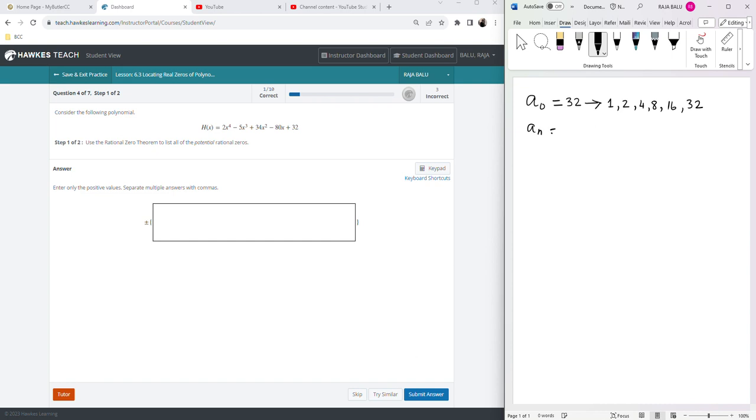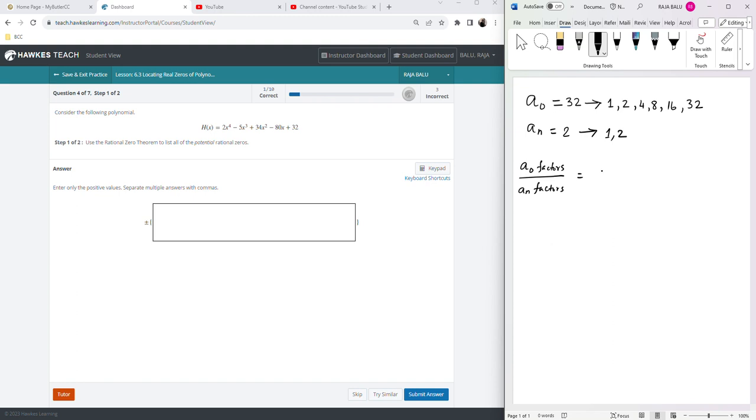A sub n, the leading coefficient, that would be a 2. So the factors of 2 are 1 and 2. The suggestion is to divide the factors of A0 by the factors of A sub n, and that gives you all the rational zeros with the plus or minus, and you can see that Hawkes has provided plus minus already for you.